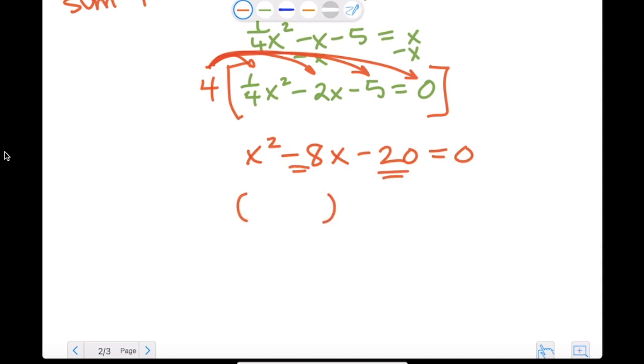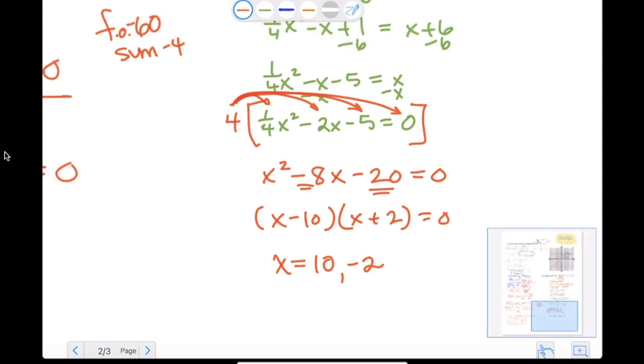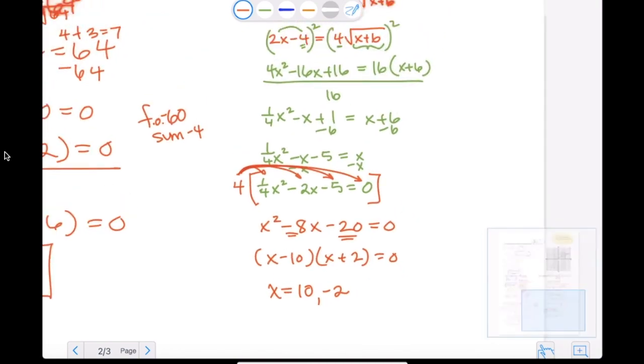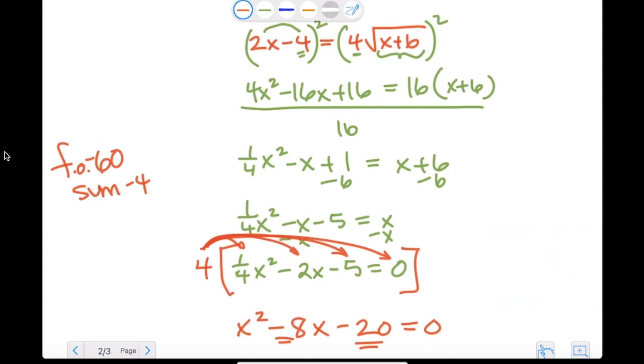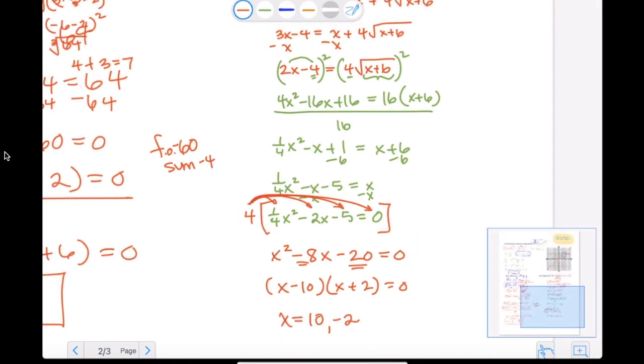So I'm looking for the factors of negative 20 that have a sum of negative 8. So hopefully you're seeing it's going to be an x minus 10 and an x plus 2. So we have two solutions. One is positive 10 and one is negative 2. But this is one I'm hoping you see that because in the process of solving, we created a quadratic right here, then we went from something that had one arm to something that has two arms. So we're going to end up having one of our solutions not work.